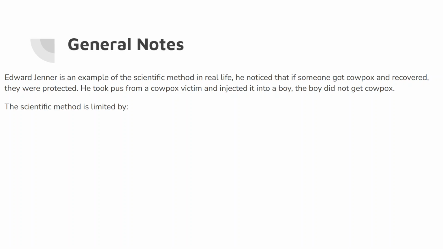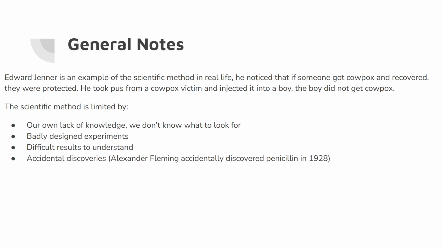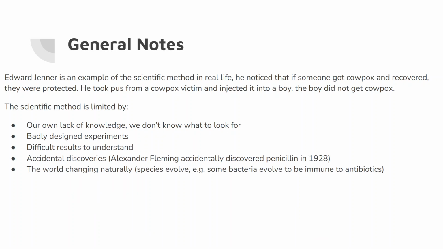Now, obviously, there are some limitations of the scientific method. Our own lack of knowledge, like sometimes we don't actually know what to look for and what to experiment for. You can have badly designed experiments that end up giving fake results, or if we have really difficult results, we might not understand them properly and we don't come to the right conclusions. Or you can have accidental discoveries, like Alexander Fleming in 1928 left a petri dish and he accidentally discovered that penicillin could kill bacteria. That was completely an accident.